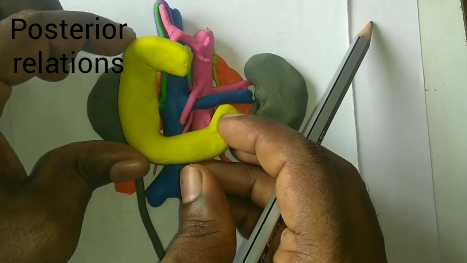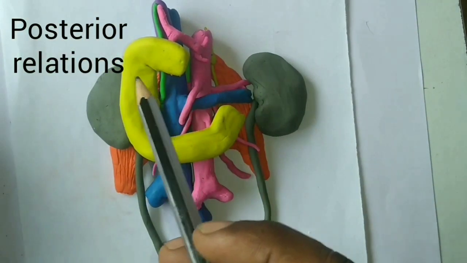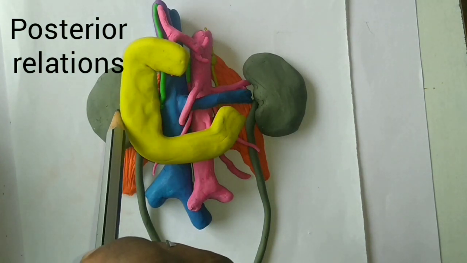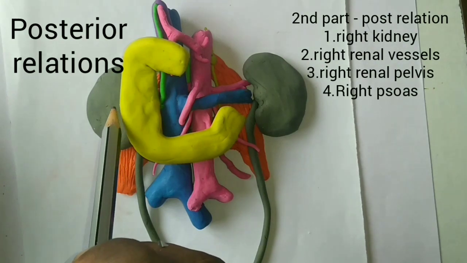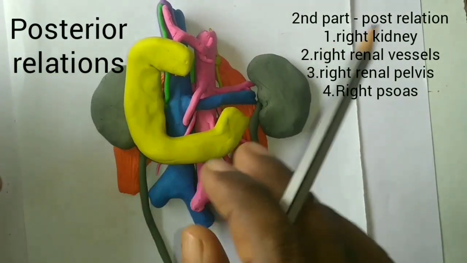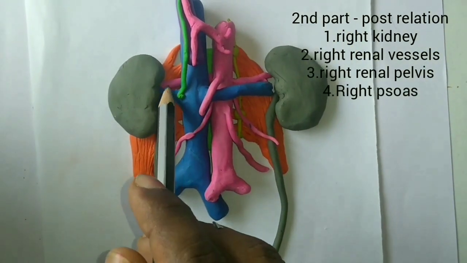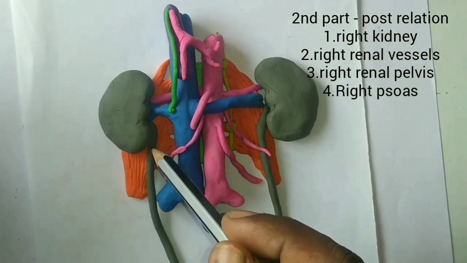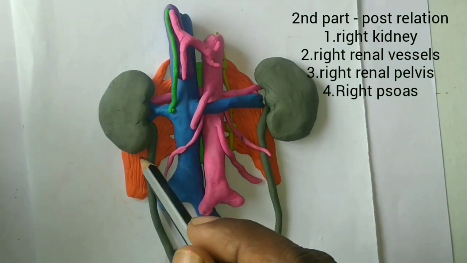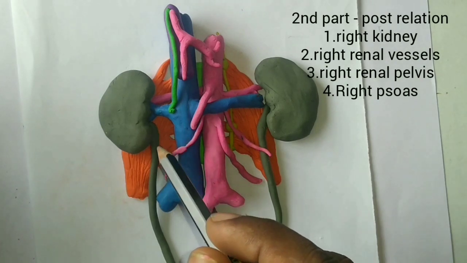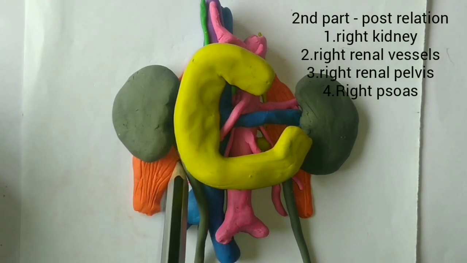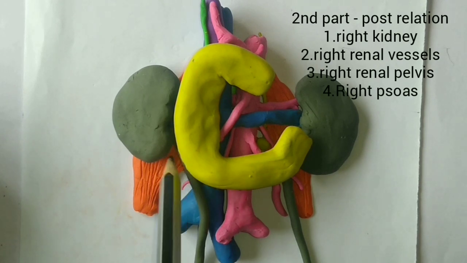Next, coming to the second part, the posterior relation of the second part. You can see the lateral aspect is related to the medial aspect of the right kidney, followed by the renal vessels, the renal artery and the renal vein. And also you can see the ureter, the beginning part of the renal pelvis and the ureter. More posteriorly, the second part is related to the psoas major muscle.